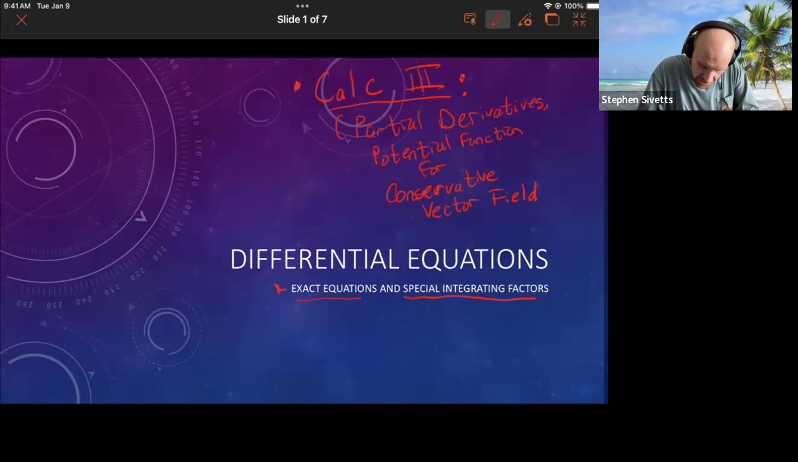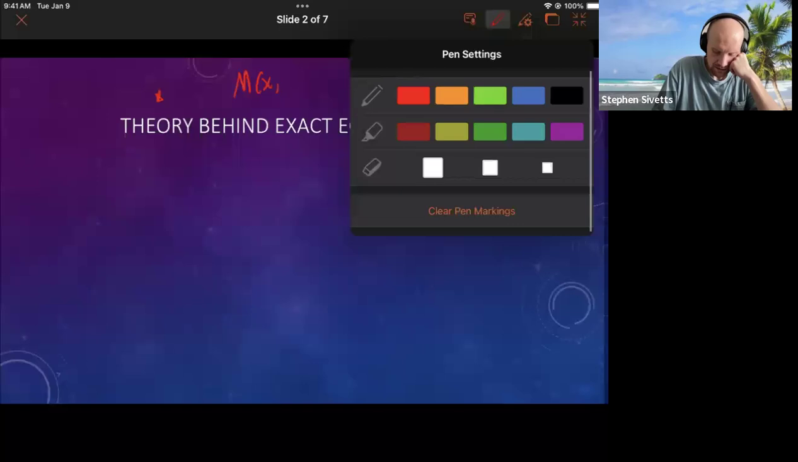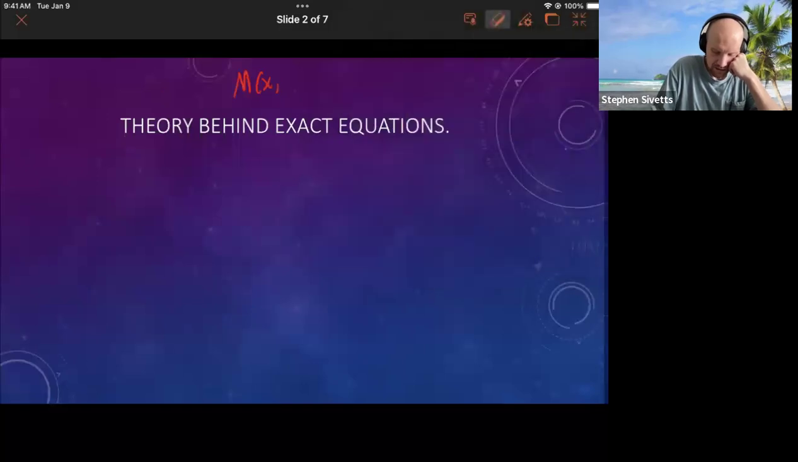So hopefully you have this knowledge, but if not, that's okay. I'm going to give you the specific techniques on figuring out a general solution for an exact differential equation. So with all that out of the way, let's get started. So the theory behind an exact differential equation. So it looks like this. So we'll have, when we actually write this, I'll erase this piece. So an exact differential equation, it has a formulation. It looks like this.